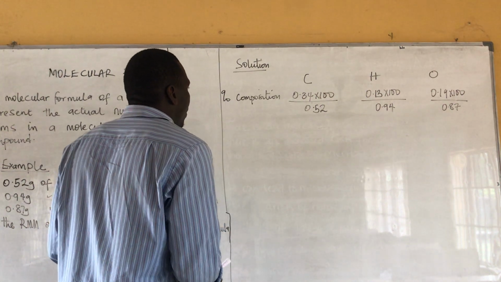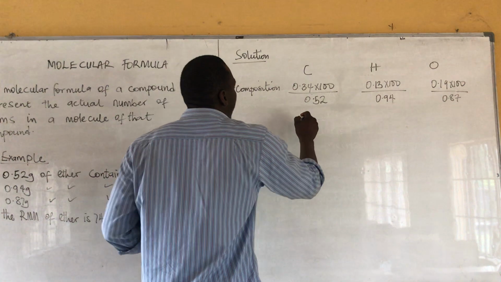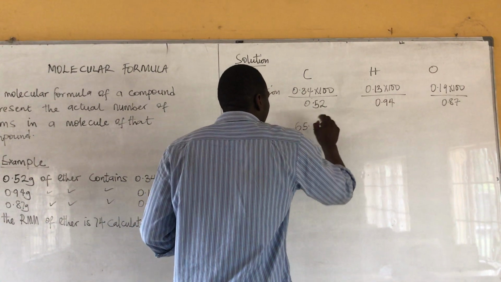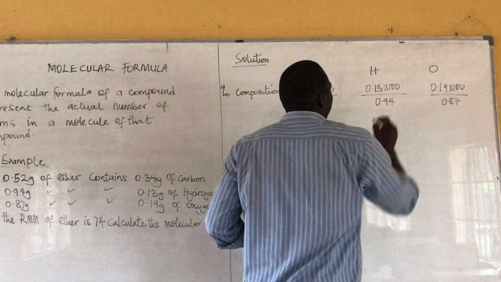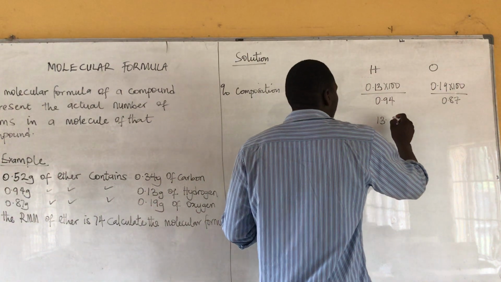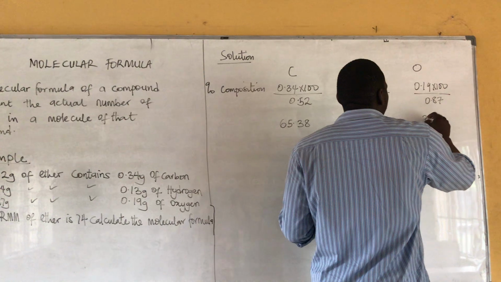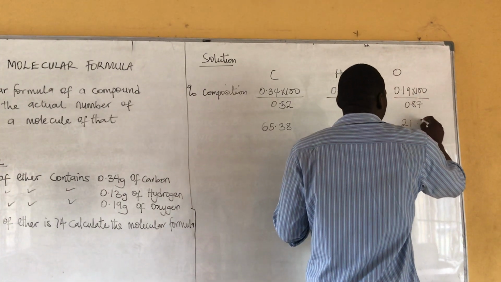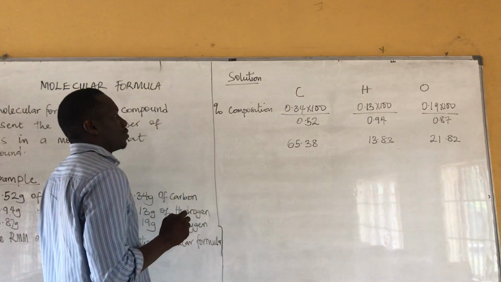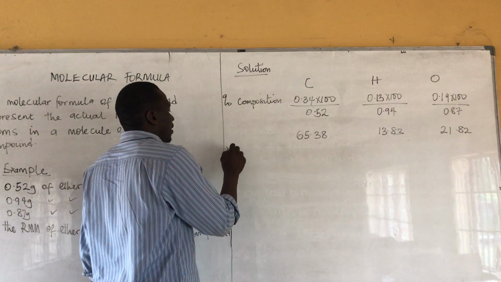Let's press our calculator. If you multiply by 100 and divide by 0.52, we are going to have 65.38. Multiply and press your calculator, we are going to have 13.83. Multiply and divide, we have 21.82.